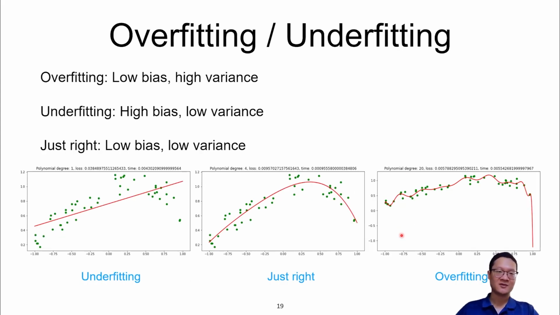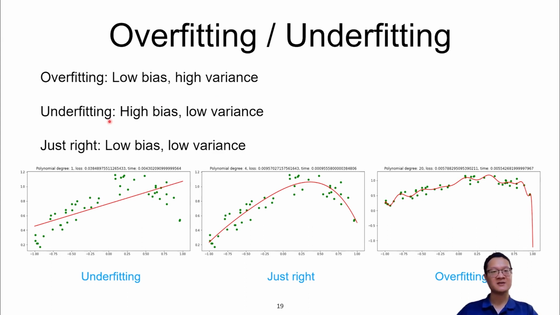Okay, so you hear these terms quite a bit, right? Overfitting and underfitting, but more precisely, overfitting means that we have a low bias and high variance. Underfitting means we have high bias and low variance. And just right, the ideal case, is both low bias and low variance.